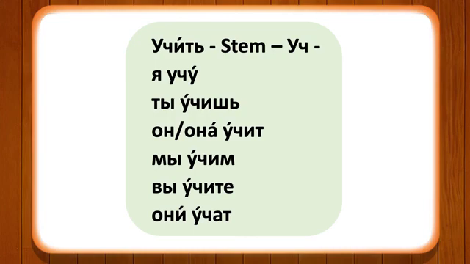So я учу, ты, take the stem uch and add the ish ending, учишь, ты учишь. On, take the stem uch and add the ending it, it becomes on учит. Same is the case with ana, take the stem uch and add it ending, она учит. Мы учим. Вы учите, уч plus ите.